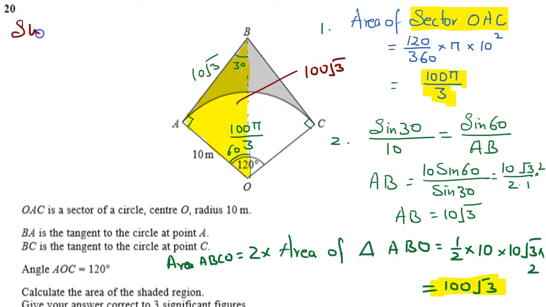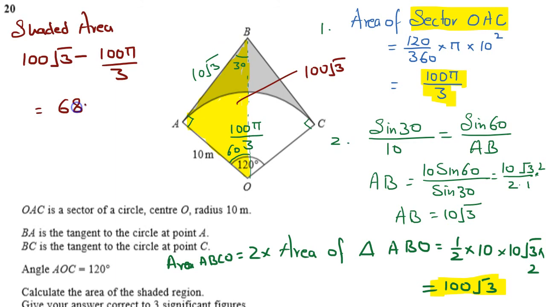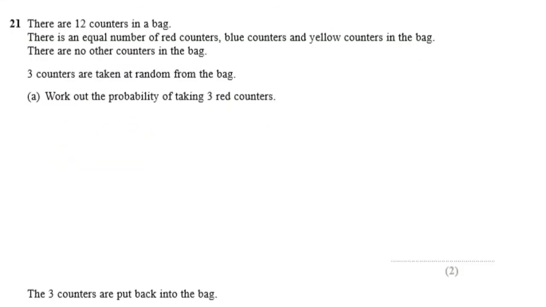So the shaded area will be 100 root 3 minus 100 pi over 3. So that is equal to 68.48. This is three significant figures, so the answer will be 68.5 meters square. Question number 12.